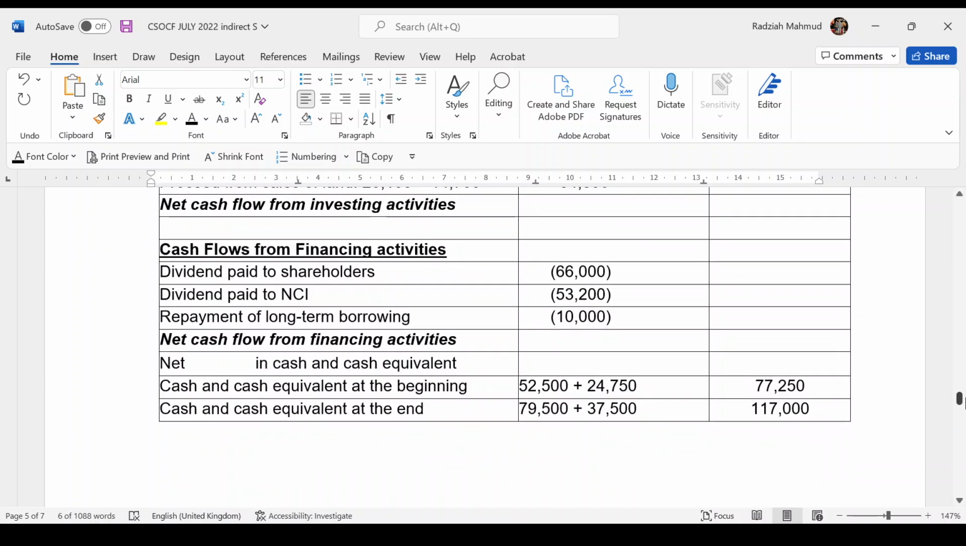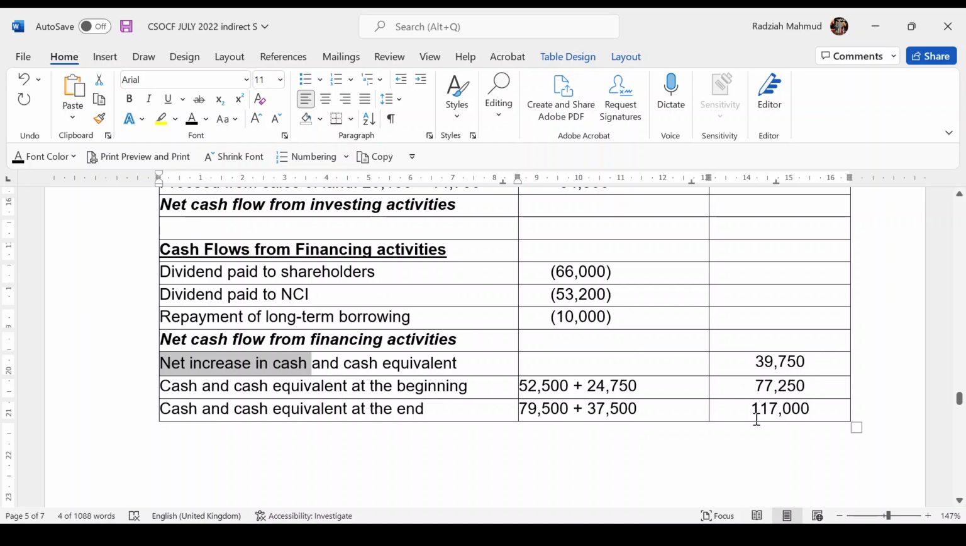Okay, after this, you find this figure. Opening balance is 77,250. The closing balance is 117. So it means there is an increase in the cash and cash equivalent. If it is a decrease, it means that the balance at the end is less than the balance at the beginning, it will be an outflow. Outflow means it is a net decrease.